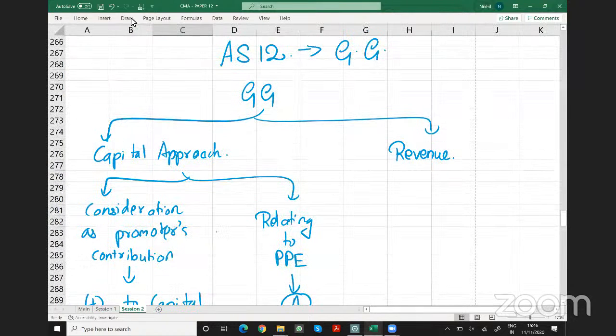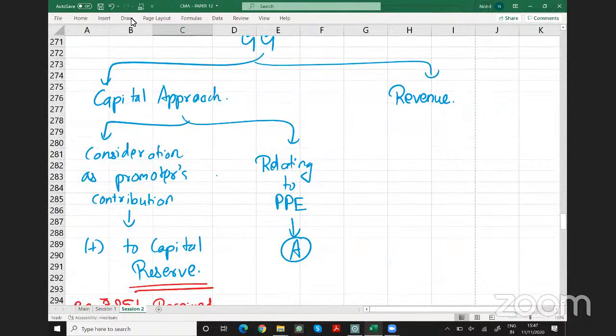So there are basically two approaches. One is the capital approach, the second one is the revenue approach. Capital approach means the nature of the grant is of capital nature. So the first approach is you have received the grant to start your business, so the amount received is like a capital contribution. So it should be credited to your capital reserve account.